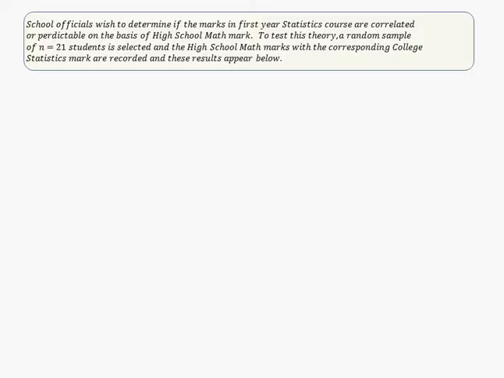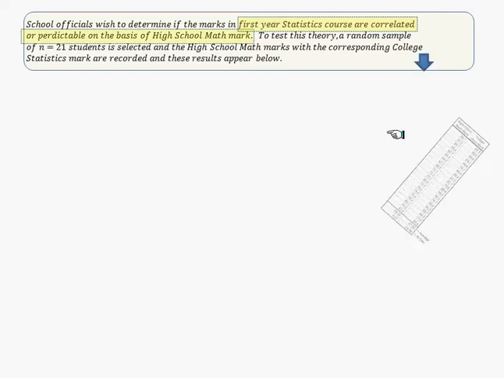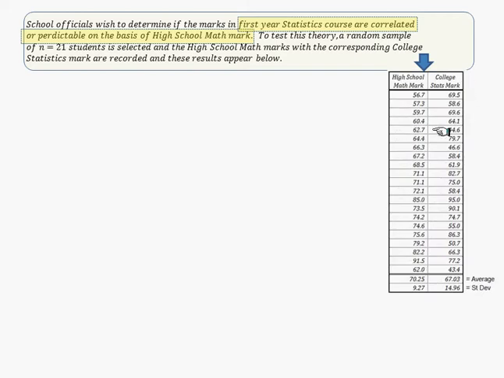To illustrate our theory, we want to look at the degree to which one can predict success in a first-year statistics course on the basis of one's high school math mark. And as you can see here, this is associated with predictability. Here we have the high school mark versus the college mark. Notice these are recorded simultaneously or related, so they're dependent.